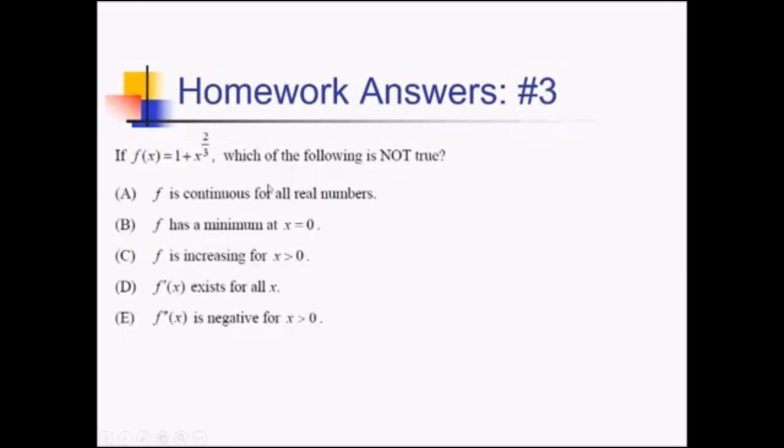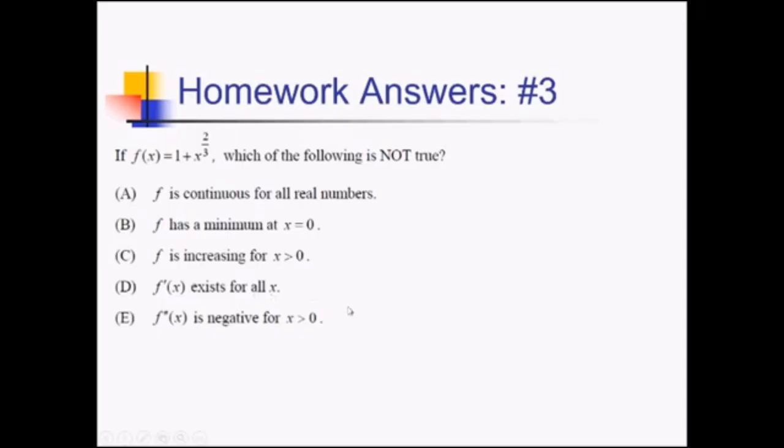For this problem, we're asking if we have 1 plus x to the 2/3, which of the following is not true? Now this is the kind of question where if you knew what x to the 2/3 looked like, it actually looks kind of like a seagull function. It has a cusp in it. If you knew this, then you could immediately eliminate from being true this choice D here that says f prime exists for all x. It doesn't, not at the cusp.